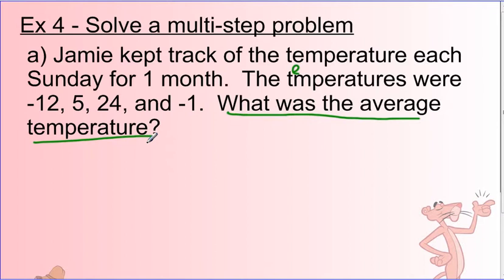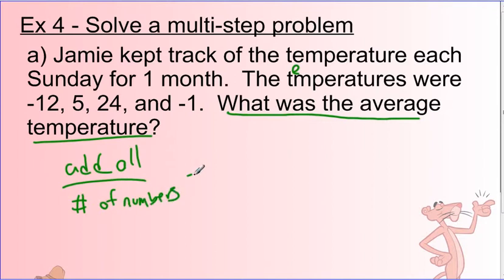So the first thing I'm thinking in my head is, okay, to find the average of something, you add them all up, and then you divide by the number of numbers. Okay, so we've got to add these all up and then divide by how many numbers there are. So we're going to take -12 plus 5 plus 24 plus a -1.